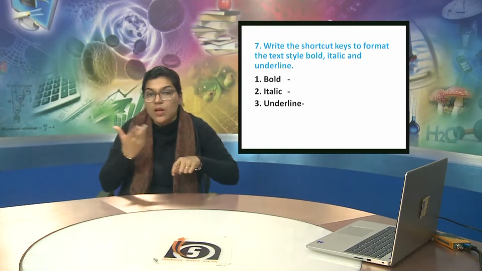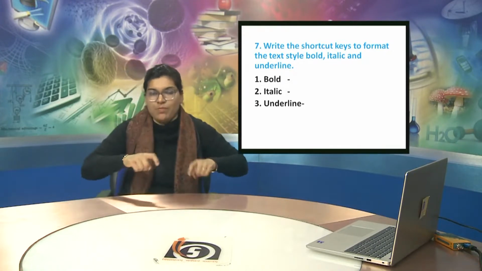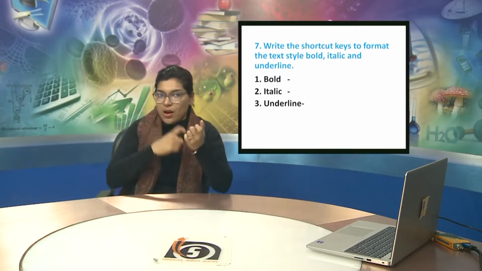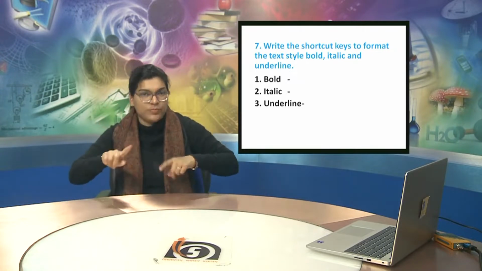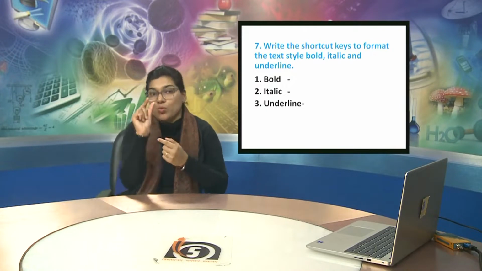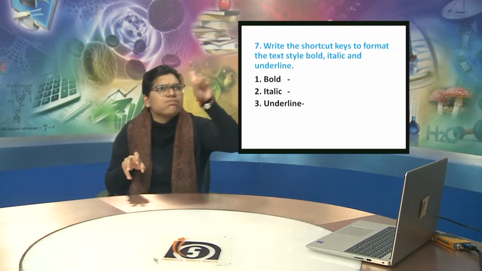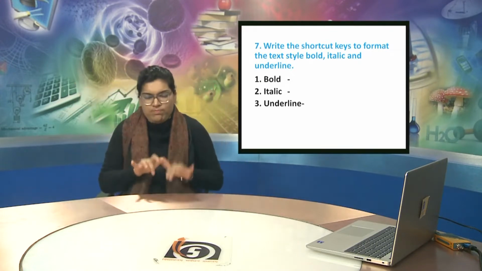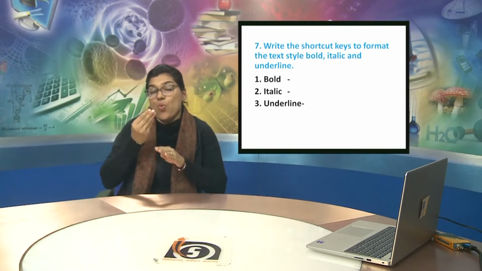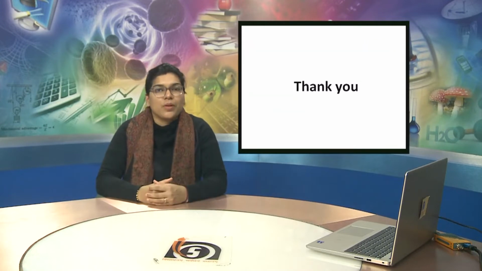For bold, we can do Control plus B. For italic, we can do Control plus I, and for underline, we can do Control plus U, and it will automatically appear. You can use mouse and keyboard both. Please practice more so you can do it better.